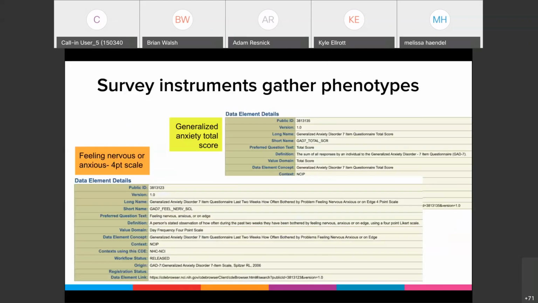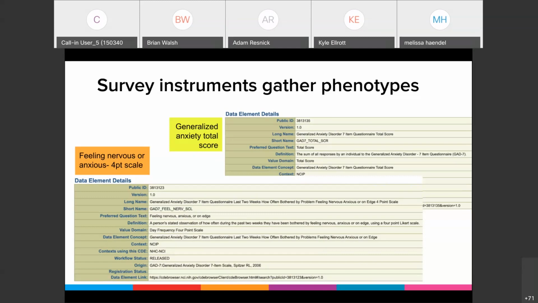So here, if you think about what many of those variables might actually be, some of them are coming from survey instruments or other kinds of case report forms. And here's an example where we were looking at anxiety measures. On the bottom, we have an actual clinical data element that is the Generalized Anxiety Disorder 7-item questionnaire: over the last 2 weeks, how often bothered by problem, feeling nervous, anxious, or on edge, on a 4-point scale. So that's the question that's asked on that survey.